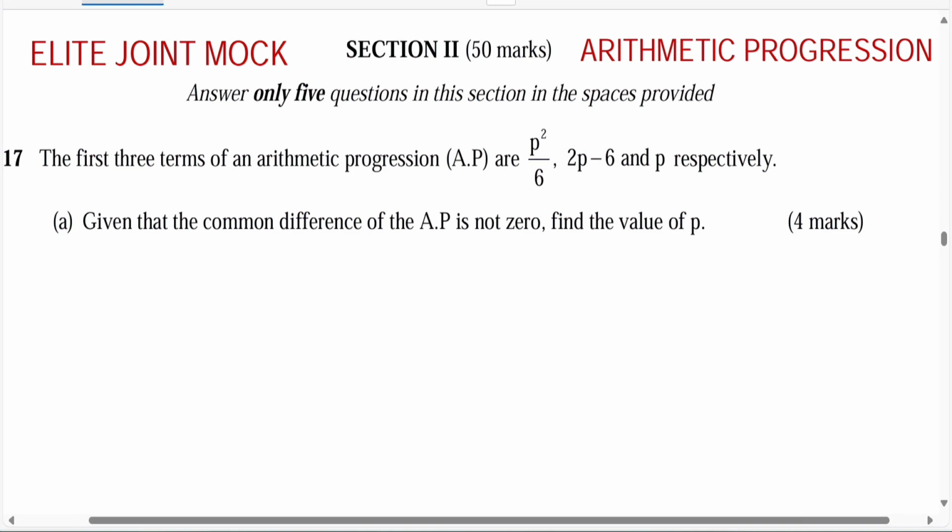Question 17. The first 3 terms of an arithmetic progression are p squared over 6. Hii swali ni kuhusu arithmetic progression, which is series and sequences. So the first 3 terms of an arithmetic progression are p squared over 6, 2p minus 6, and p respectively. Question A. Given that the common difference of the AP is not 0, find the value of p.